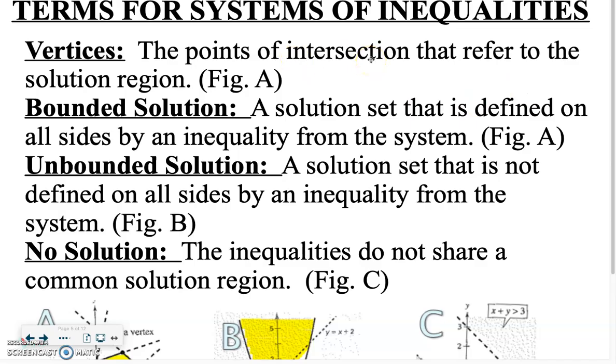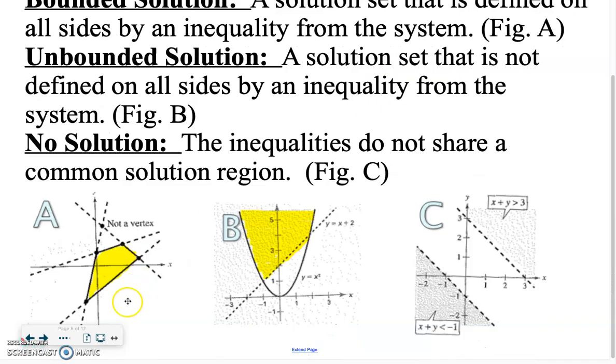We define vertices as the points of intersection that refer to the solution of a region. So if we were to look down here at figure A, what we have on the left, please understand that the common misconception here with vertices is that people say, oh, it's just wherever the inequalities cross, that's going to create a vertex. And that's partially true. But if we were to look at this dotted line and this dotted line, please note that right there where they cross, that's not a vertex. Because that's not part of the shaded region.